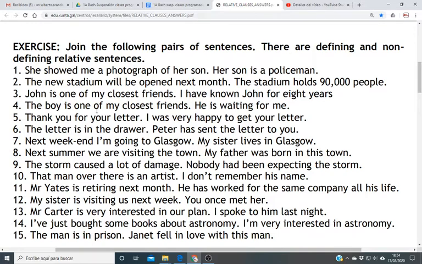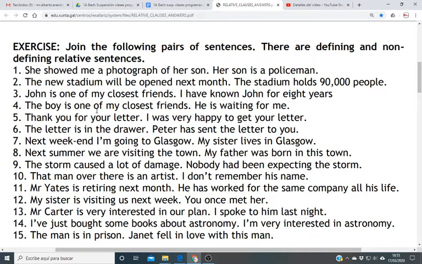I've just bought some books about astronomy. Okay, this makes perfect sense. Anything is extra. I just bought some books about astronomy, comma, which I'm very interested in, okay? And we cannot use "that" because it's a non-defining clause.